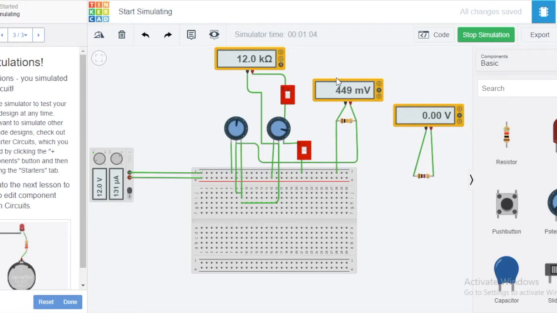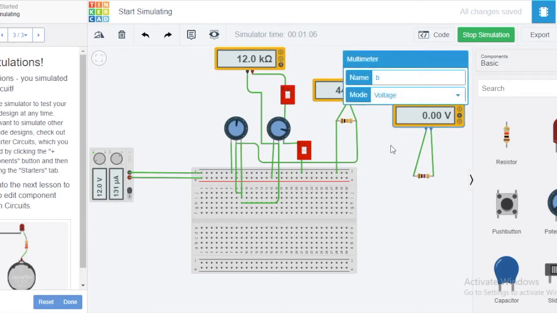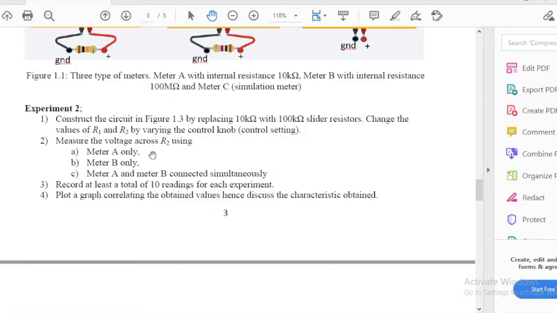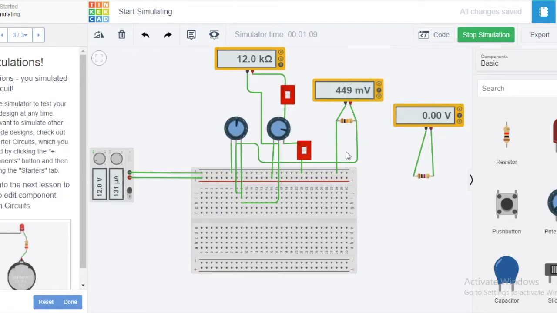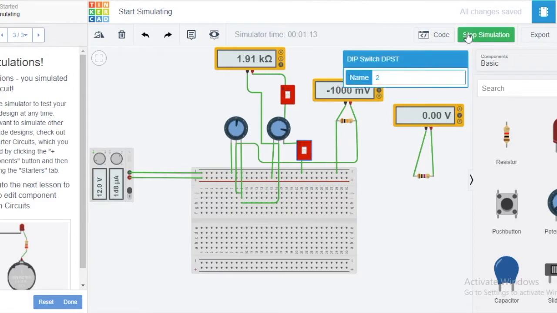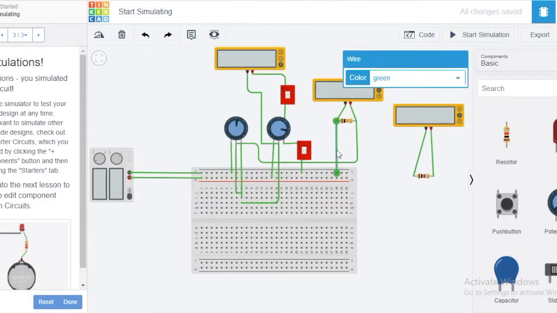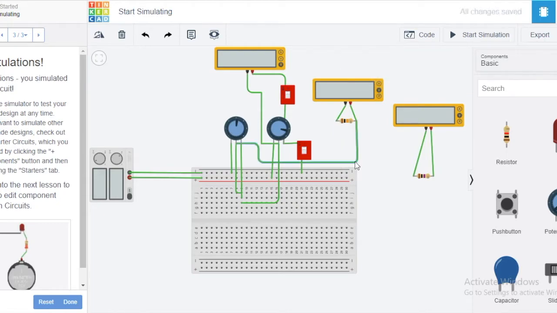For the meter B, the next question is meter B only. Firstly we delete it first, and we put in the meter B.